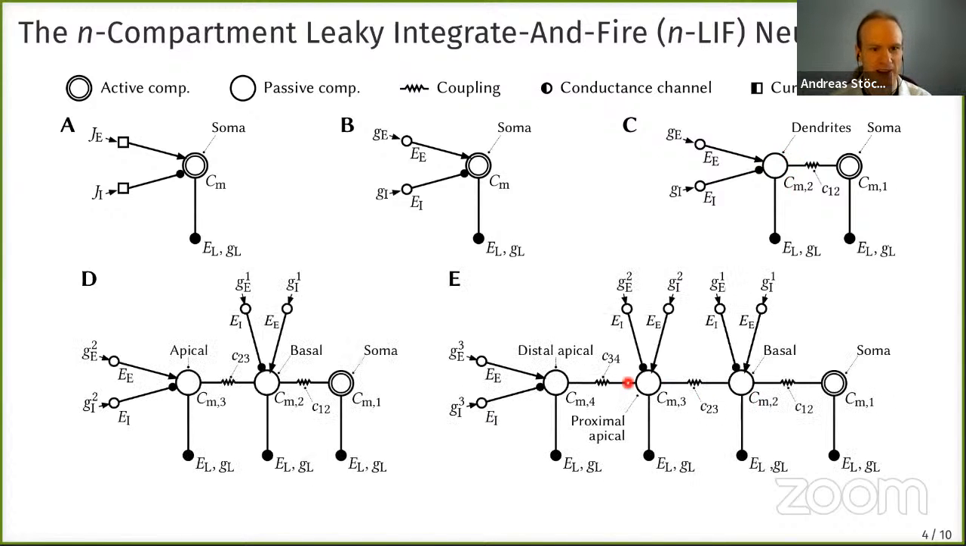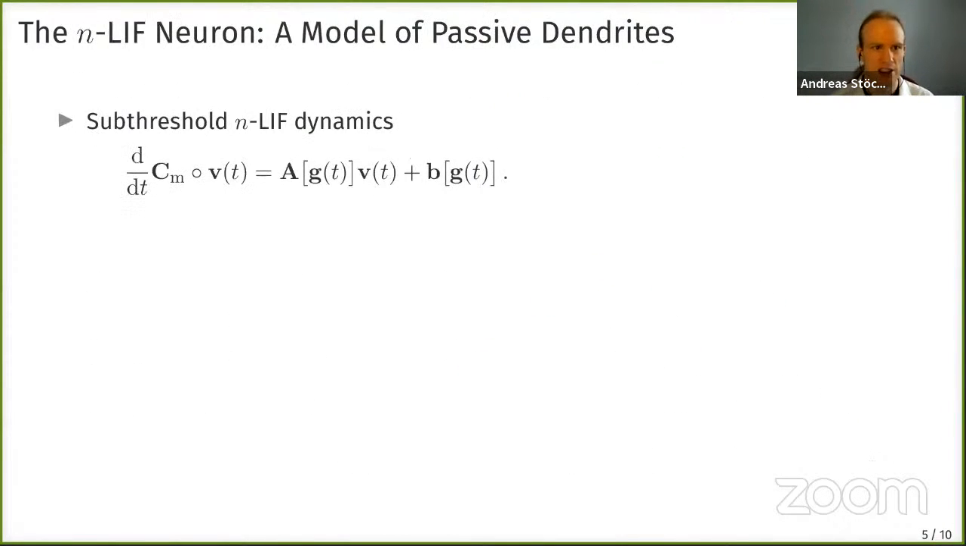We can make this arbitrarily more complex. So here we'd have a 4-compartment neuron that has 6 different conductance-based input channels. Now, to actually integrate these neurons into NEF models, well, we need to do some math. So the first takeaway is that all these n-compartment LIF models, the sub-threshold dynamics, can be easily described in the form of a time-varying linear differential equation.